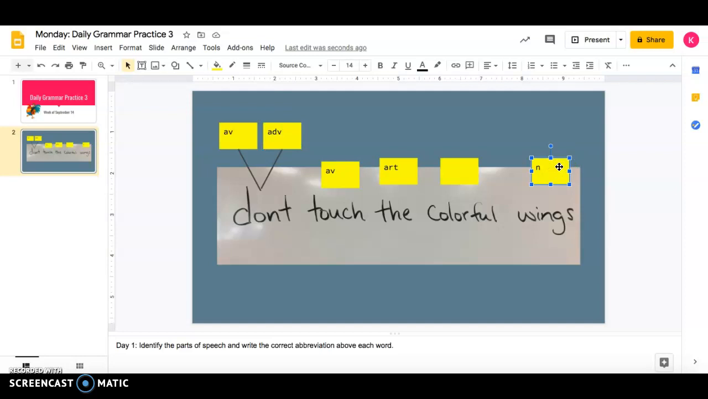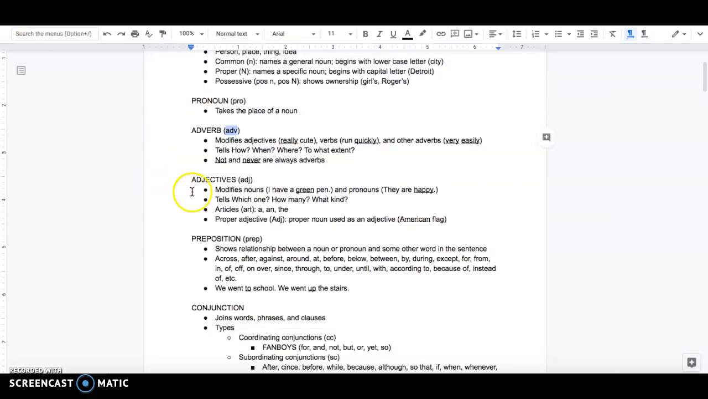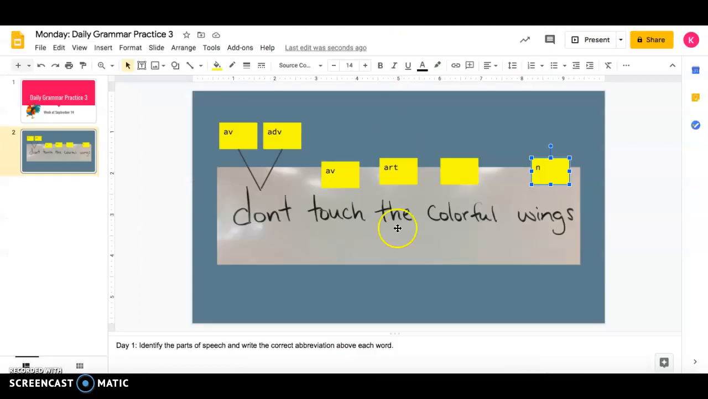So now we need to think, well, what parts of speech describe nouns? We look at our big scary packet and we take a look at adjectives right here. That first bullet point, modifies, which is a fancy way of saying describes. So adjectives describe nouns. If colorful is describing wings, that is a noun, colorful by default has to be an adjective. Okay, that is all you are doing for your DGP for today.